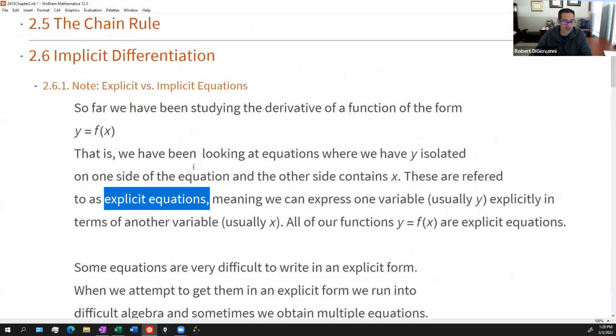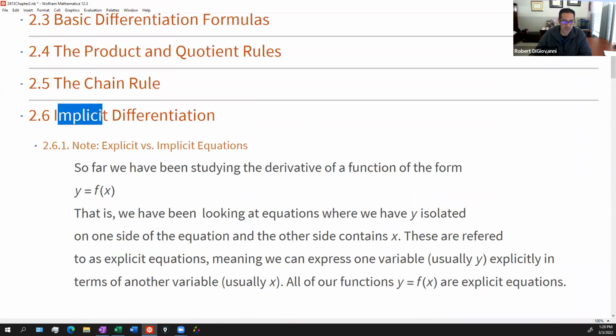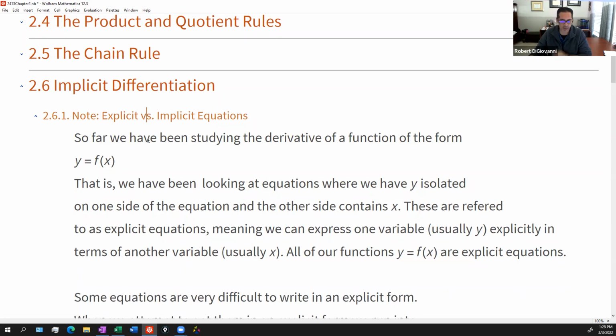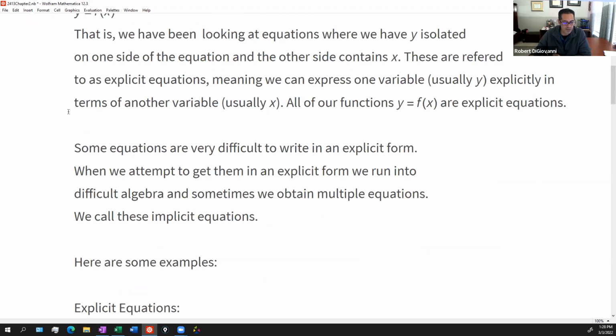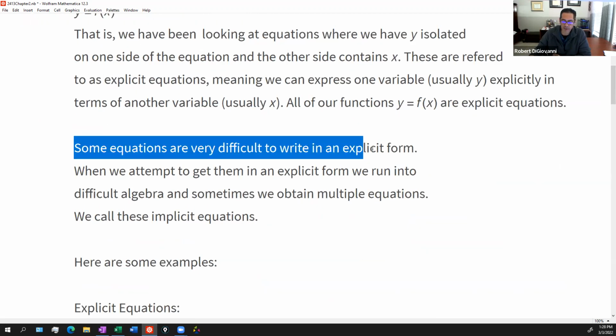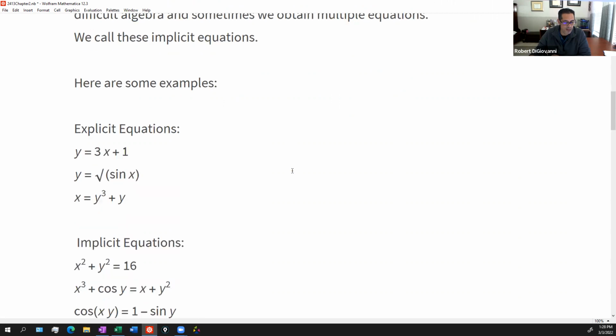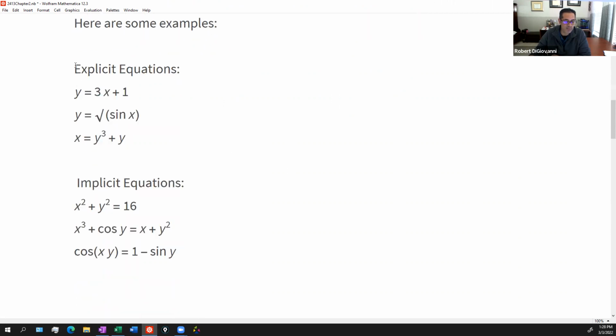This section is called implicit differentiation, not explicit differentiation, implicit. So there's something different between explicit and implicit. We need to understand the difference. Some equations are very difficult to write in explicit form. When we actually try to solve for y or solve for x, we run into algebra problems. So here's some examples. These three are examples of explicit equations.